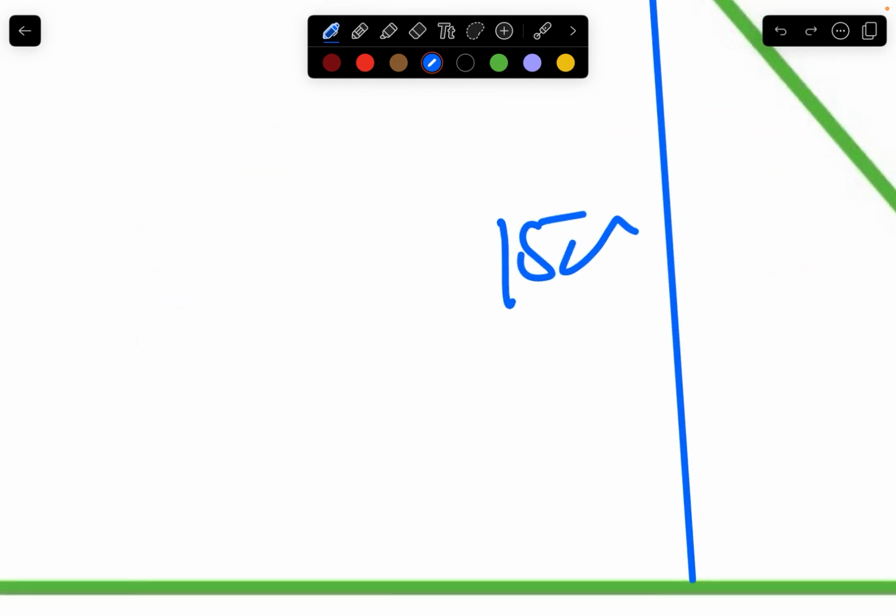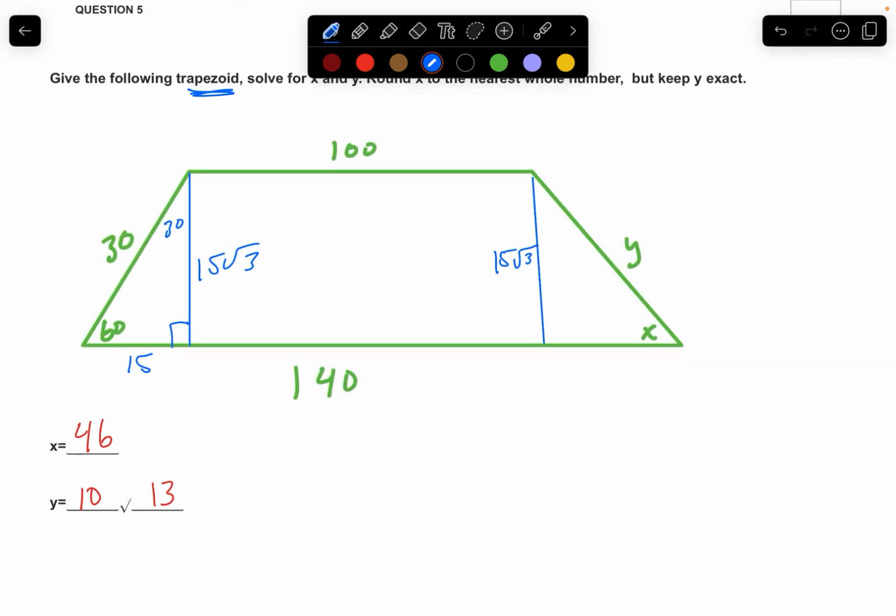Now notice they said it was just a trapezoid, not an isosceles trapezoid. If it was an isosceles trapezoid, these would be the same size, and they're not. So we're going to have to be careful here. But if we know that this middle section's 100, this section's 100, that would mean this section's 100, and this is 15, we can do 140 minus 100 minus 15. Well, that would be 40 minus 15 would be 25.